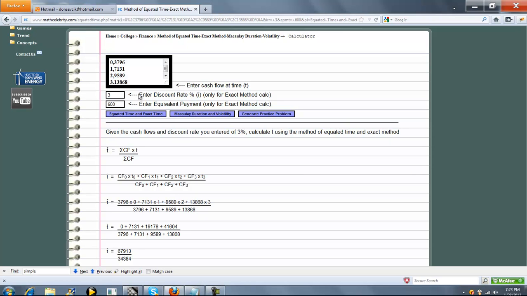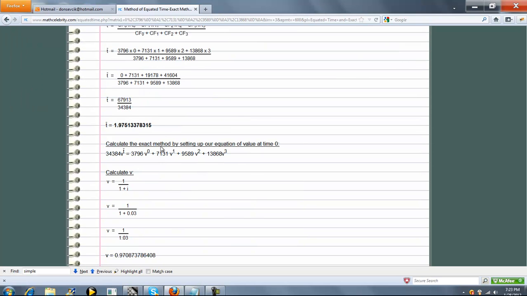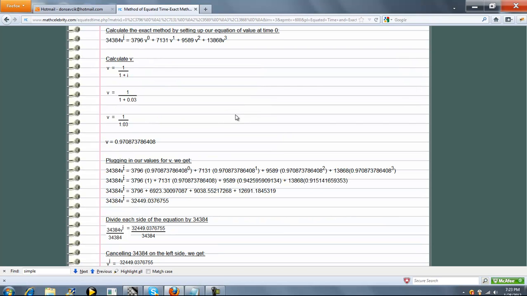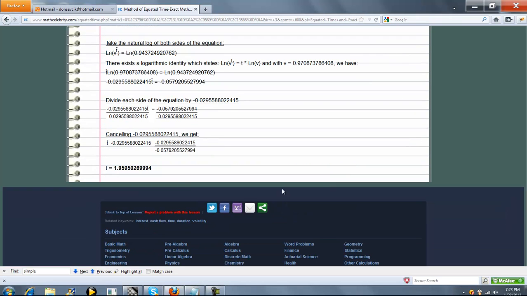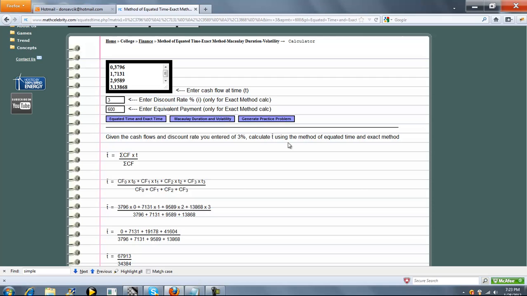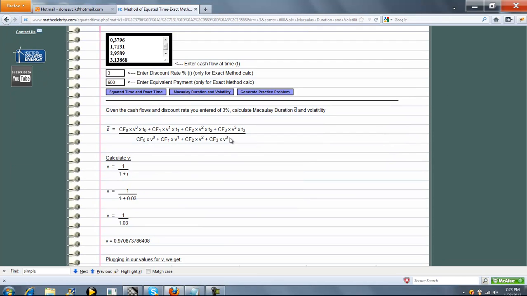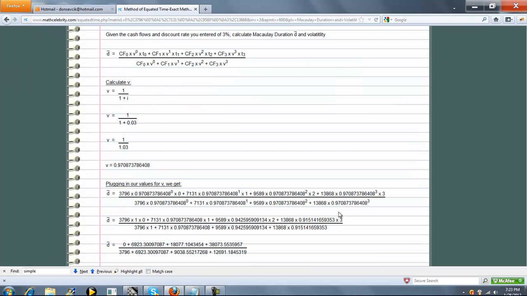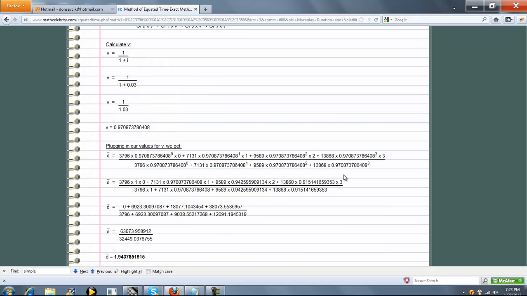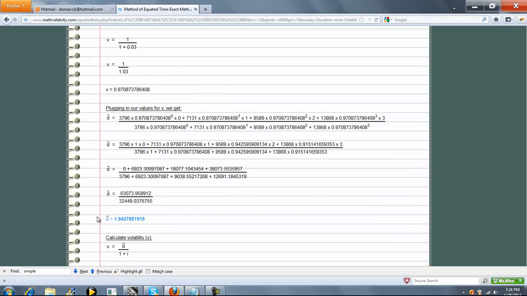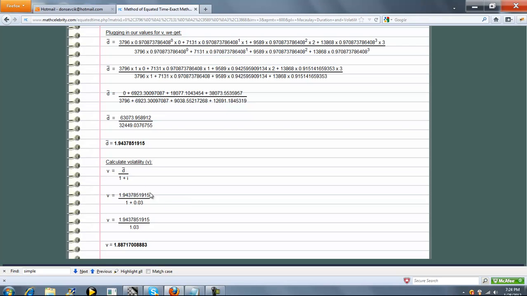Plug in our numbers, get our equated t, run our equation of value, and get our exact t. And then let's run that practice problem and show the Macaulay duration and volatility. Again, we covered this formula before. Calculate v, plug and chug all our cash flows and our discount factor, and we get a duration of this. Divide by 1 plus i, we get our volatility.